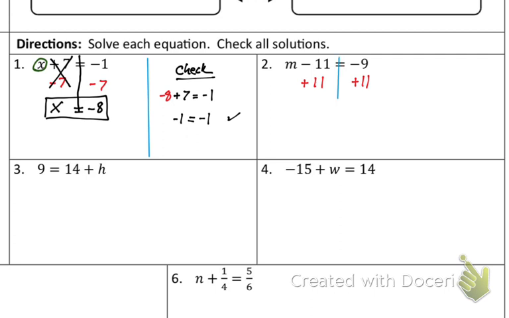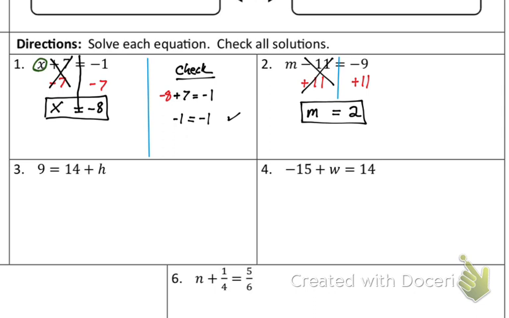All right, negative 11 plus 11, well, that just cancels out and turns to 0. And I'm just left with m equals, well, negative 9 plus 11, that should be a positive 2. Wait, would it be negative 9 plus 11? It would be negative 9 plus 11, yes.